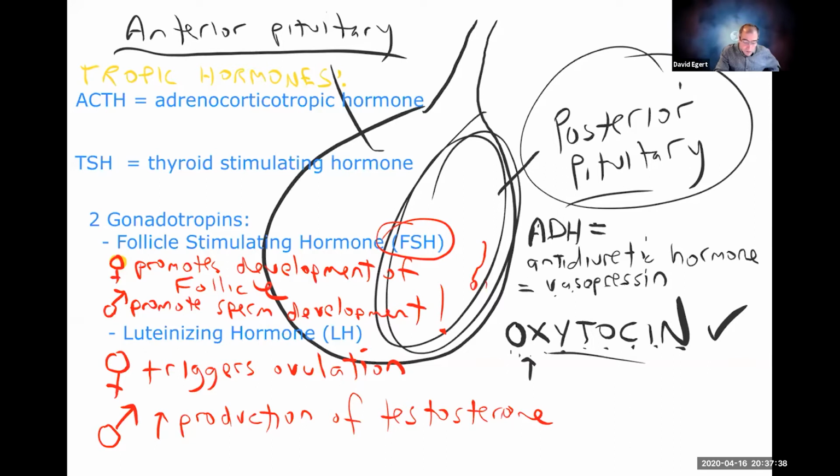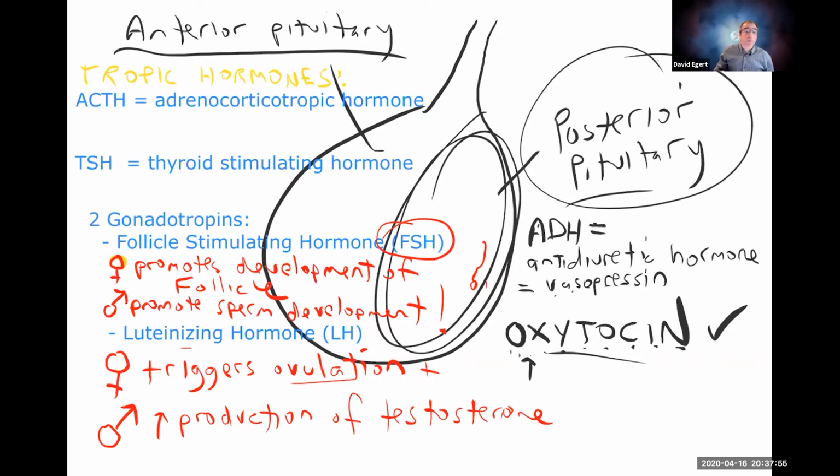Yeah, and we'll talk more. Triggering ovulation, luteinizing hormone is also going to trigger the development of the corpus luteum, which makes progesterone. But don't worry about that right now. We'll talk about all that in way more detail.